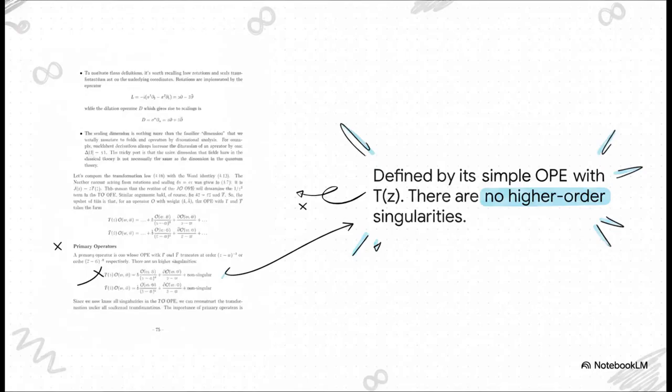And this right here is the mathematical fingerprint of a primary operator. When our symmetry guardian T gets close to a primary operator O, look how clean the OPE is. The terms on the right are simple. There aren't any messy or more complicated singularities. That simple, well-behaved nature is precisely what defines it as primary. It's the mathematical version of a model citizen.